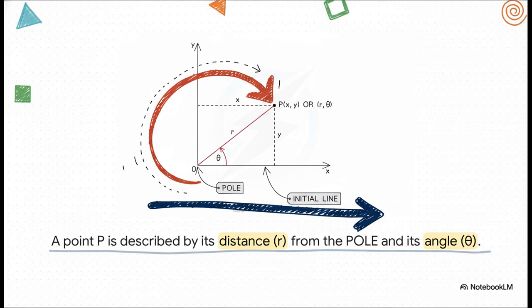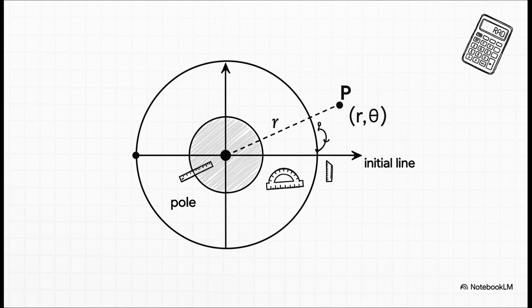r, which is the direct, straight line distance from the pole, and theta, which is the angle you turn from that initial line to point right at it. So the most important thing to remember is that we always write these as (r, theta), distance first, then angle. And that angle, theta, is always measured anti-clockwise. And here's a big one. Theta is always measured in radians. So, a little pro tip, make sure your calculator is in the right mode before you start.